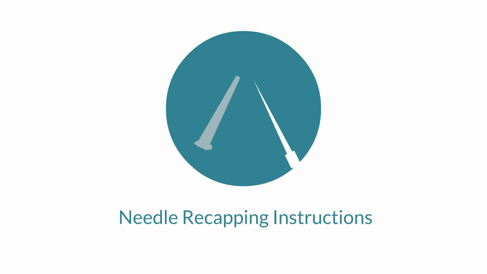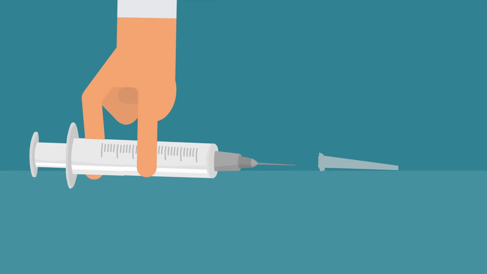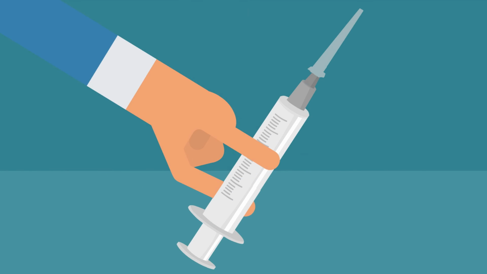Needle recapping instructions. One-handed scoop method. Place the cap on the bench top and hold the syringe in one hand. Keep the other hand by your side. Slide the needle into the cap, then lift it up and snap it on securely using only one hand.